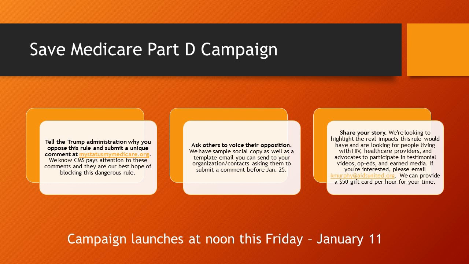So when that launches on Friday, I hope you share that URL with your networks. And that's the second plank of this, is to ask others to voice their opposition. We'll have sample social copy and graphics, as well as a template email that you can send to your organization or your networks asking them to submit a comment. I will share that toolkit with everyone who attended this webinar, as well as the broader HCOG and FAP distribution lists ahead of the launch on Friday, so you're ready to go when we launch the campaign.